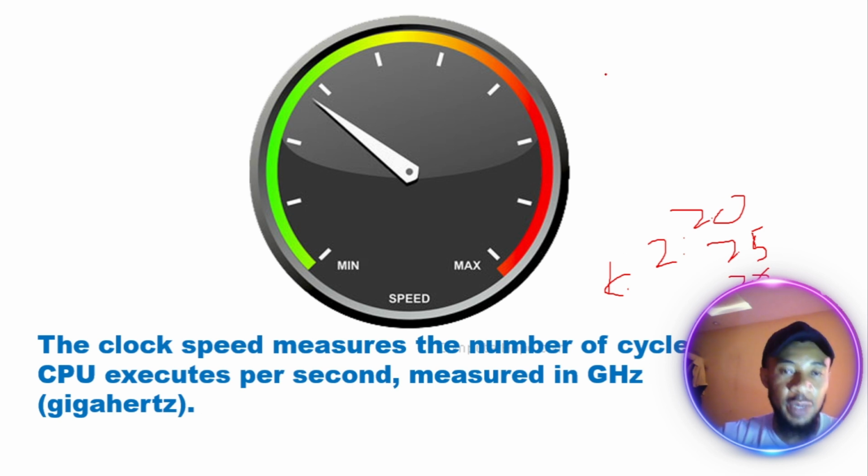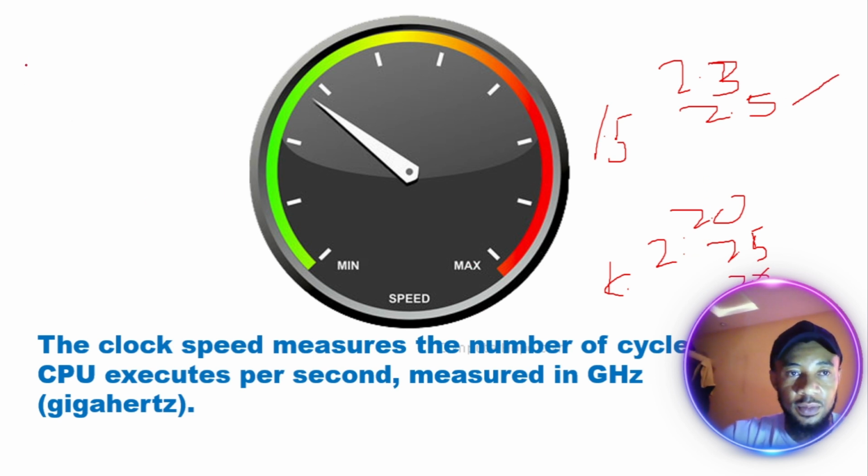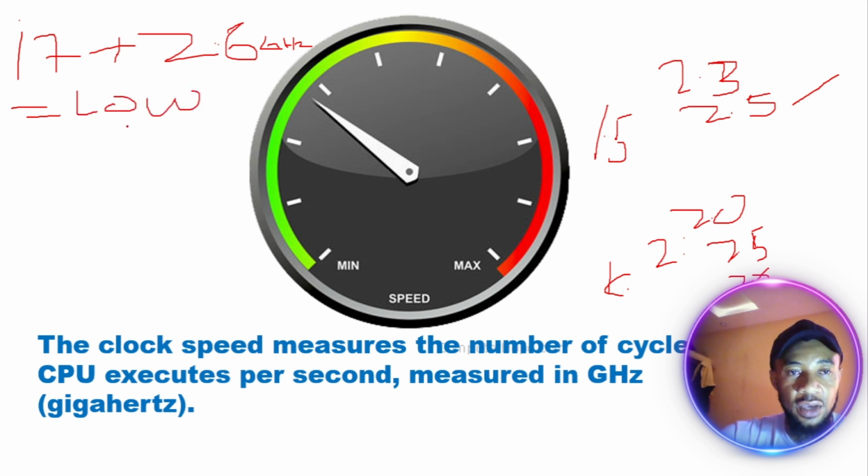So if you are doing something like emailing and texting, 1.5 gigahertz clock speed should be okay for you. But if you are doing something like intense video editing and gaming, you should be considering something like 2.3, 2.5 and above. Okay, now also have this in mind: a higher processor speed, i7, plus a higher clock speed, maybe 2.5 or 2.6 gigahertz, will give you a low battery life.